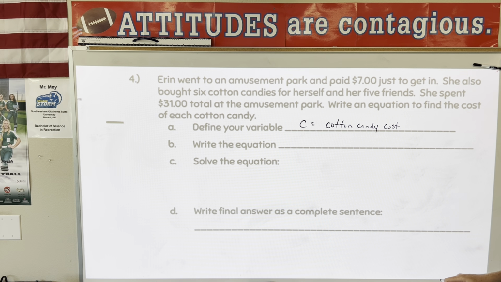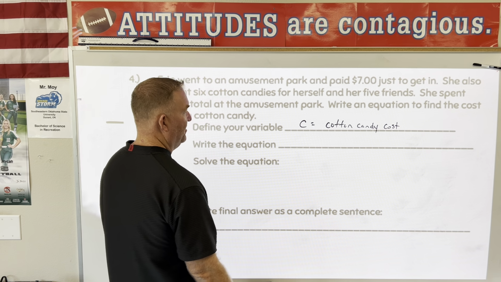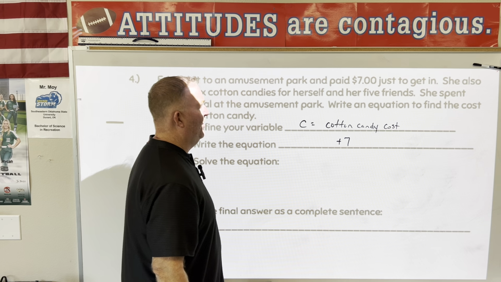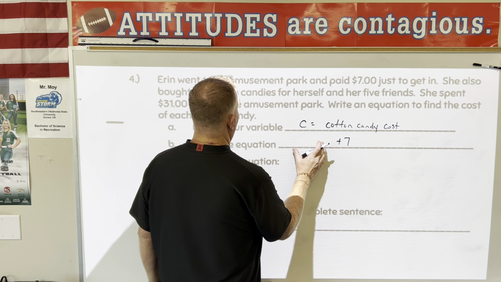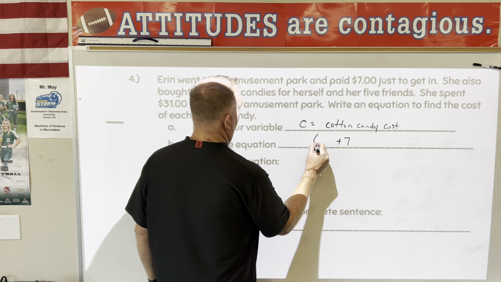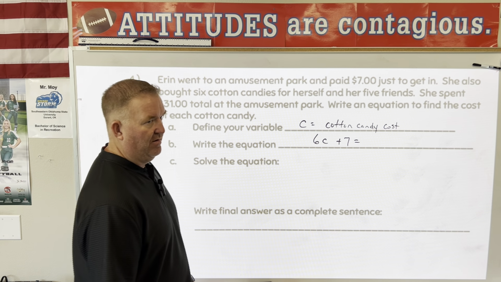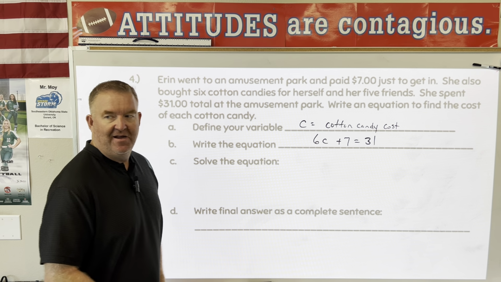All right, guys, here we go. Erin went to the amusement park. How much did she pay just to get in? She paid $7. How much did she spend in cotton candies? How many cotton candies did she buy? So would it be 6C equals, tell me the total cost. $31. That's what she spent on the day, which is not a bad day.